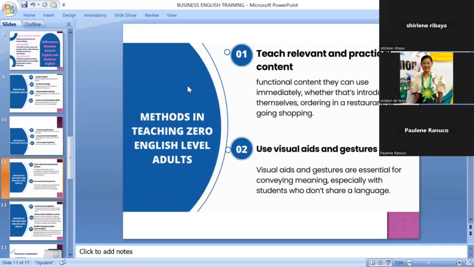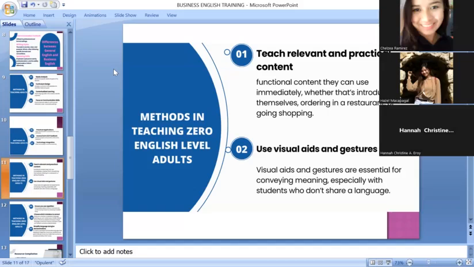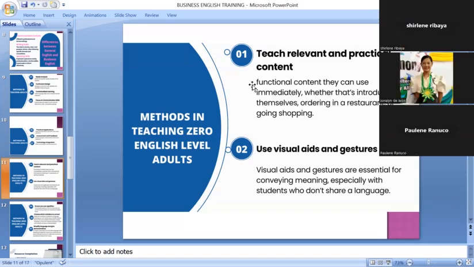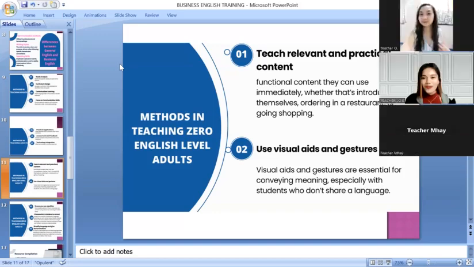Okay, so this is zero English level. Who can give an example of relevant practical content in teaching zero English level adults or young? Who wants to share? Who can give an example of teaching relevant and practical content, especially for those teaching zero English level students? Anyone who wants to share?